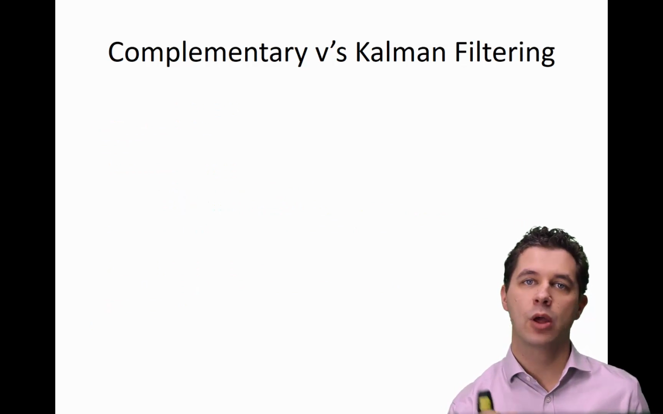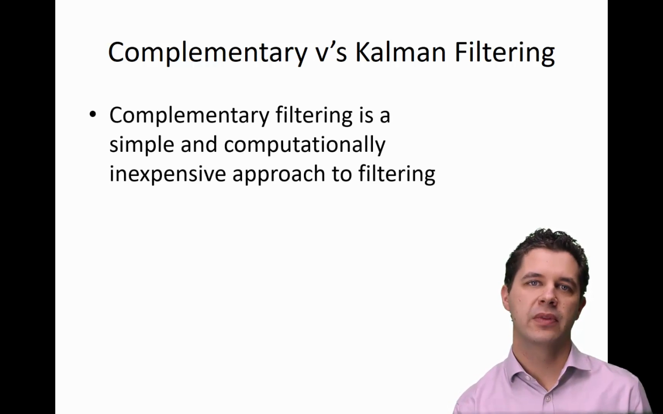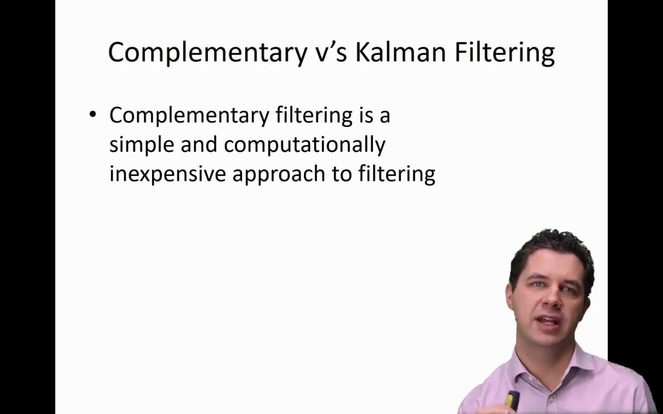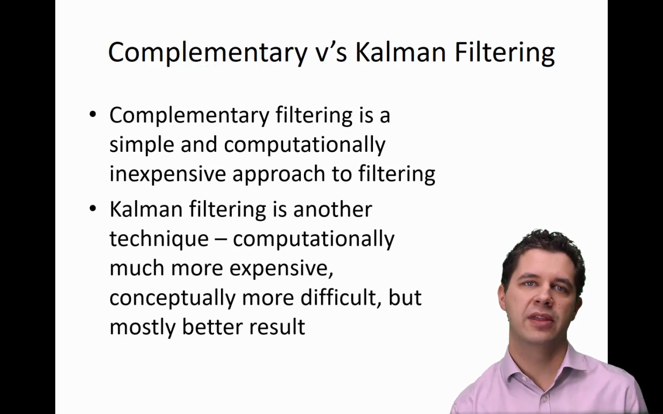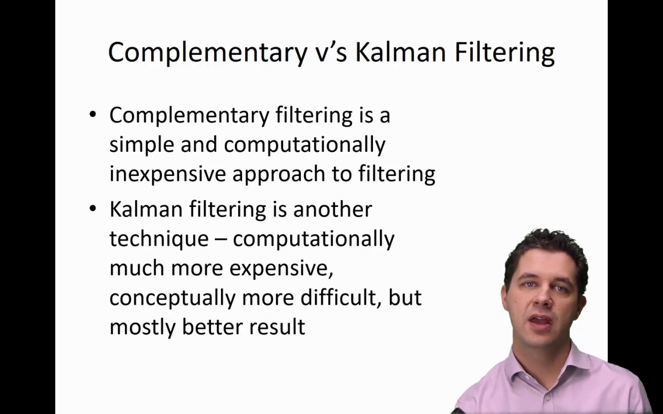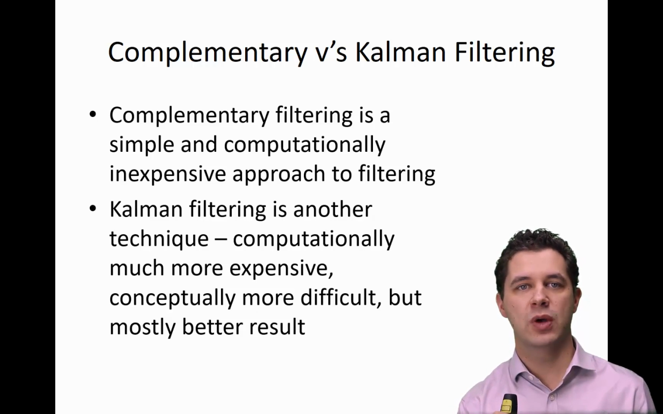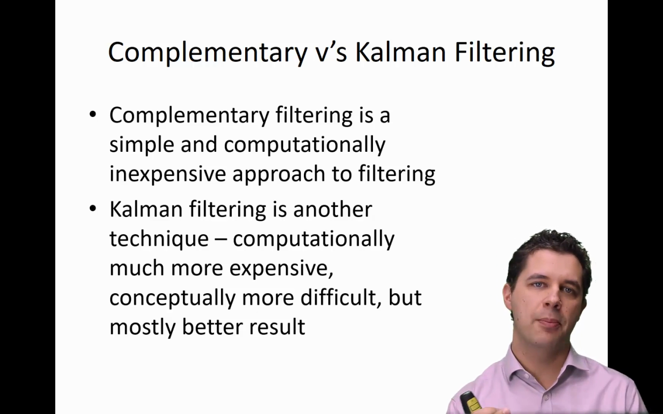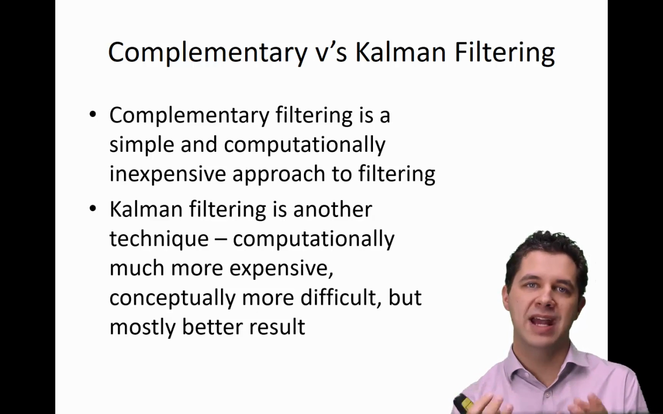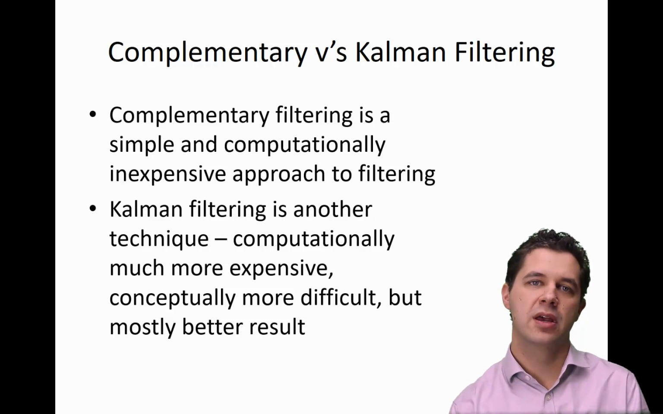Another type of filtering that we're not going to cover, but we should introduce, is Kalman filtering. And we've mentioned complementary filtering as a very simple and computationally inexpensive approach to filtering. It was only a few lines of code as we had there. Now, Kalman filtering is another technique. It's quite computationally expensive. It's conceptually a lot more difficult to understand, but provides often much better results. We need to weigh up the complexity and the computational power that we have available to us as to which sort of technique that we're dealing with.